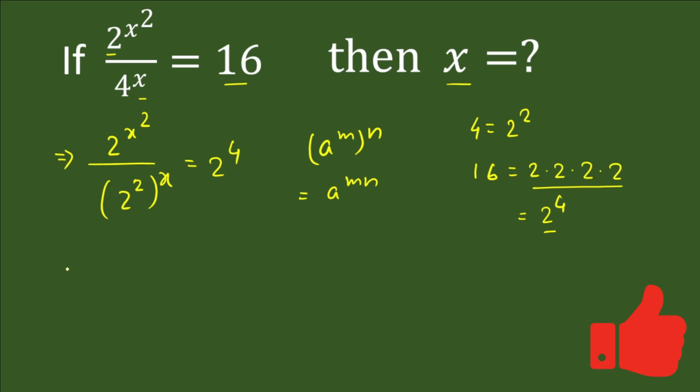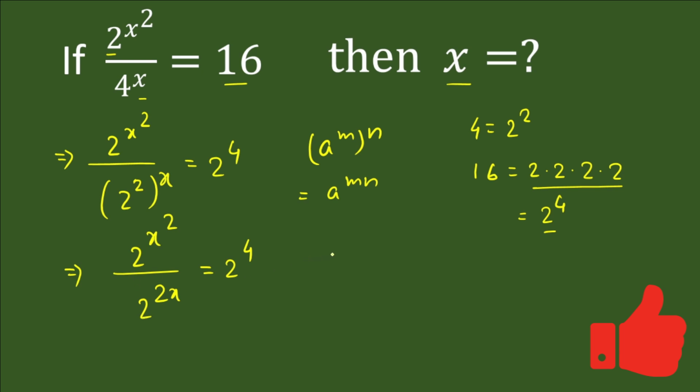So now in the next step we can write the numerator the same, 2 powered by x, having power 2. In the denominator we can write it as 2 powered by 2x, and in the right hand side we have 2 powered by 4. Now here we have made the numerator and denominator base values the same.